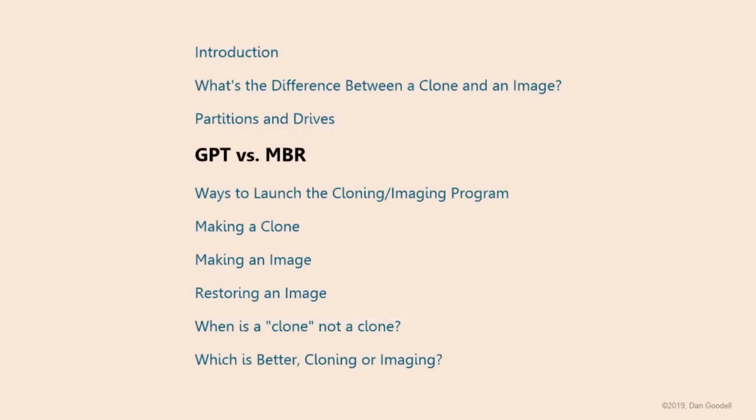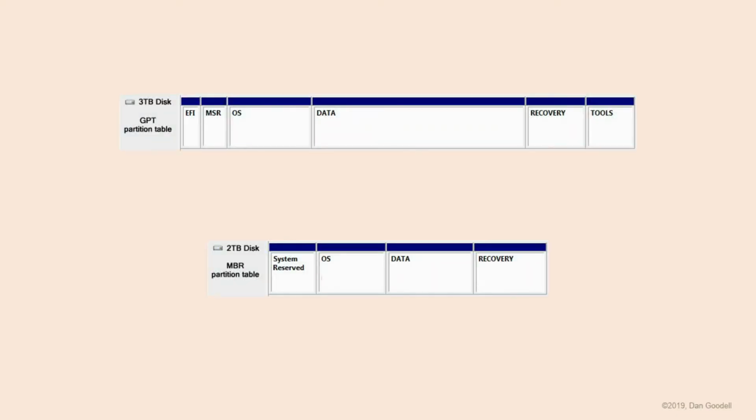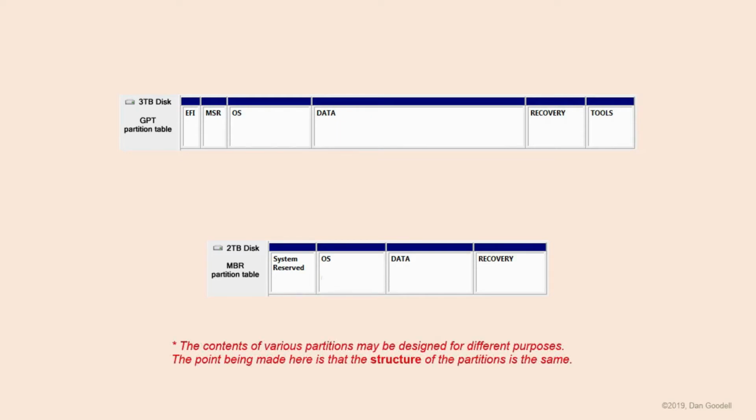Many people seem to think partitions on a GPT drive are somehow different than on an MBR drive. This isn't so. Regardless of whether they are on a GPT drive or an MBR drive, partitions use the same identical structure. What is different is the partition table. That's an index at the front of the drive that catalogs where the partitions are on the drive. GPT and MBR are styles of partition tables, not styles of partitions.